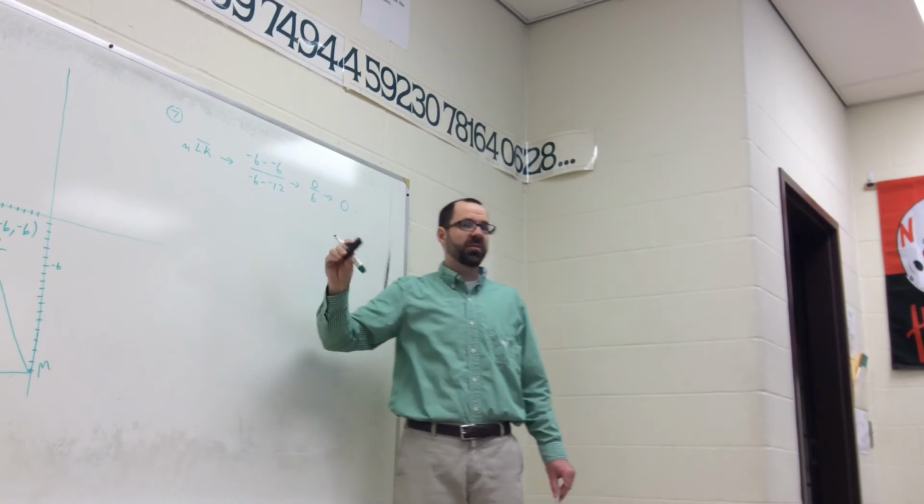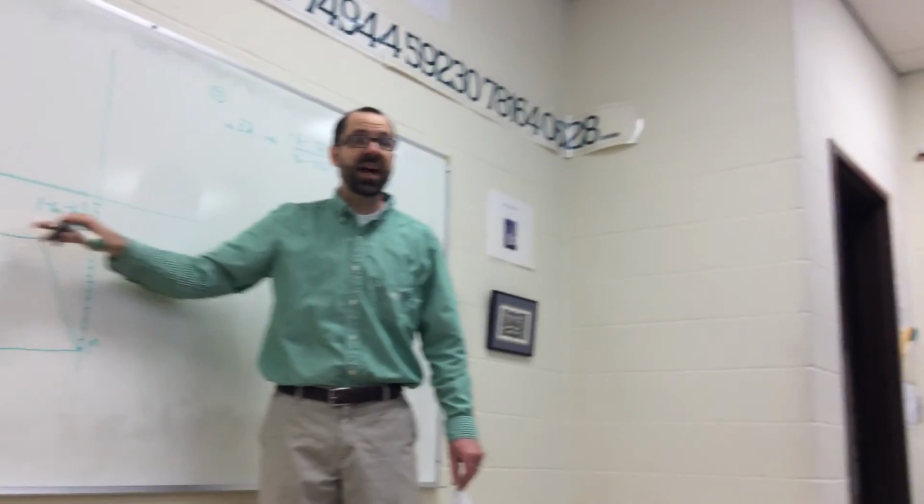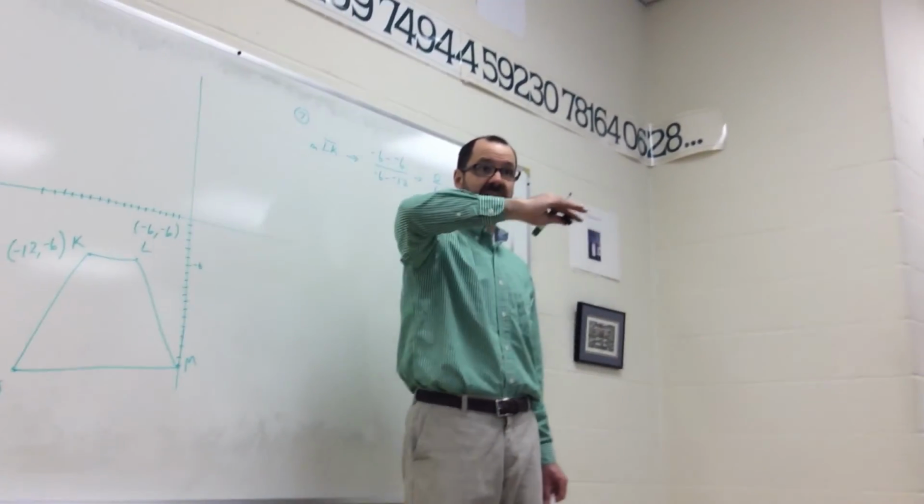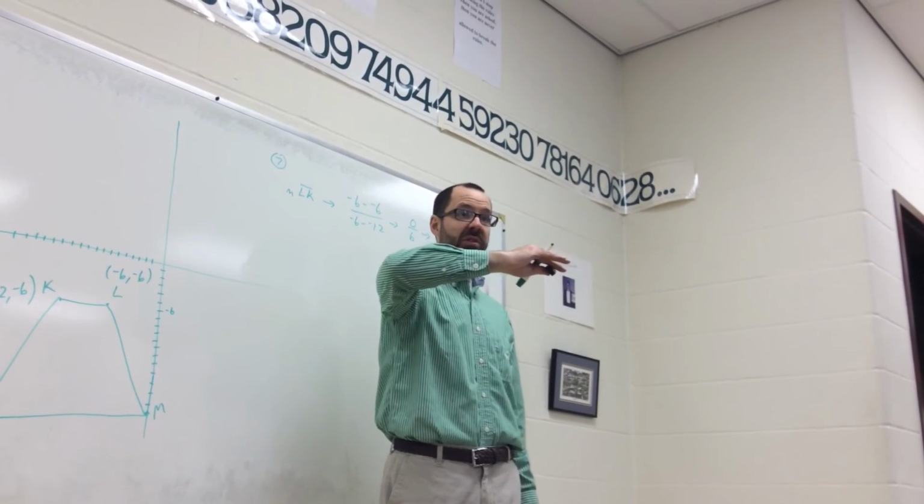That should not surprise us, right? Because this line looks like it's pretty flat. So it doesn't have any slant to it. So the slope is 0.